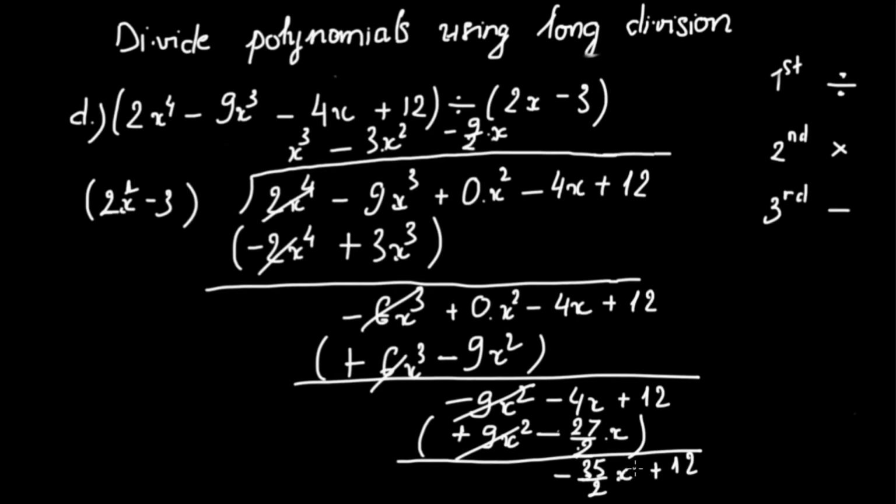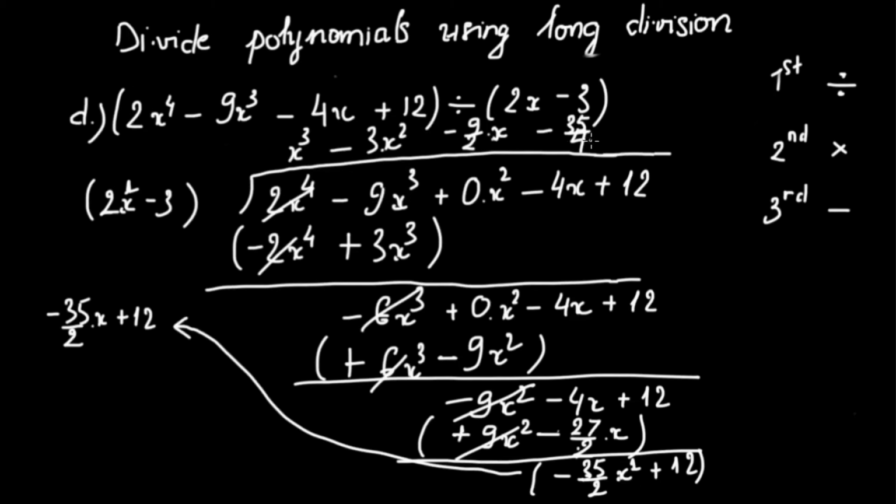Now we see x raised to the 1 right here, right? And then this is x raised to the 1, which means you can repeat these three steps. So you take minus 35 over 2 times x divided by 2x. You got minus 35 over 4. Then you follow the second step. You take minus 35 over 4 times back to the divisor. Let me write down this expression here. Minus 35 over 2 times x to the first plus 12. I just write down the whole expression here.